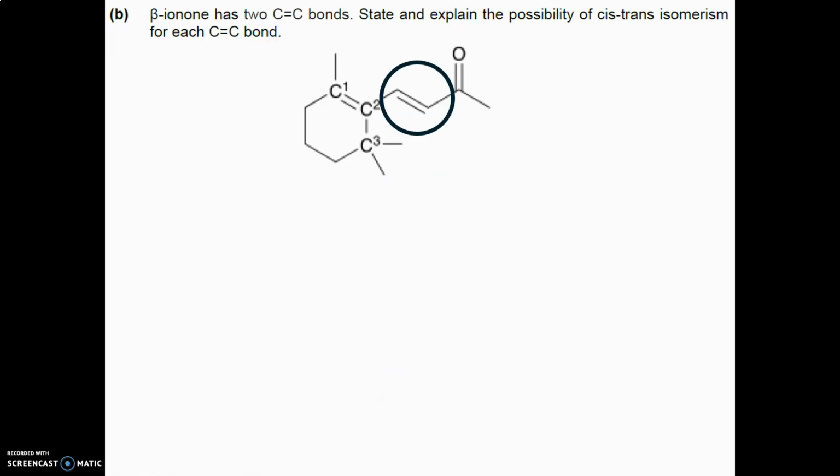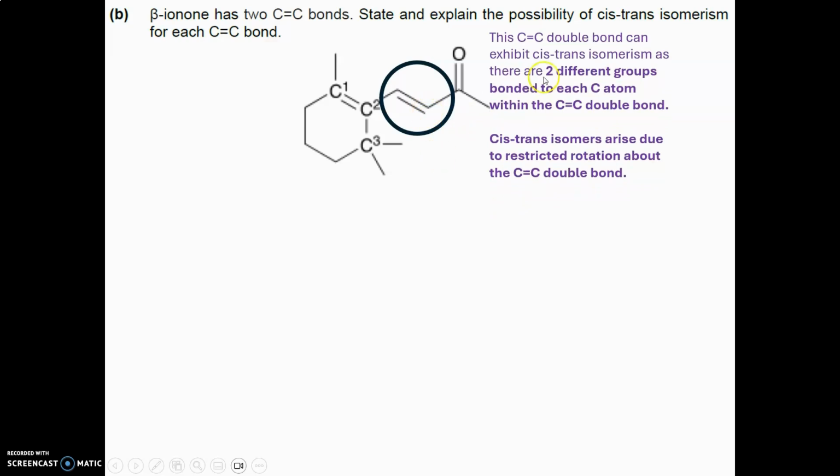So for this one, for skeletal structures, the H's are not shown, but there is one H here and there is another H here. So for this double bond, there are 2 different groups attached to each carbon atom in the double bond, and the C=C double bond is rigid, so there is restricted rotation around the C=C double bond. Therefore this C=C double bond is capable of exhibiting cis-trans isomerism.